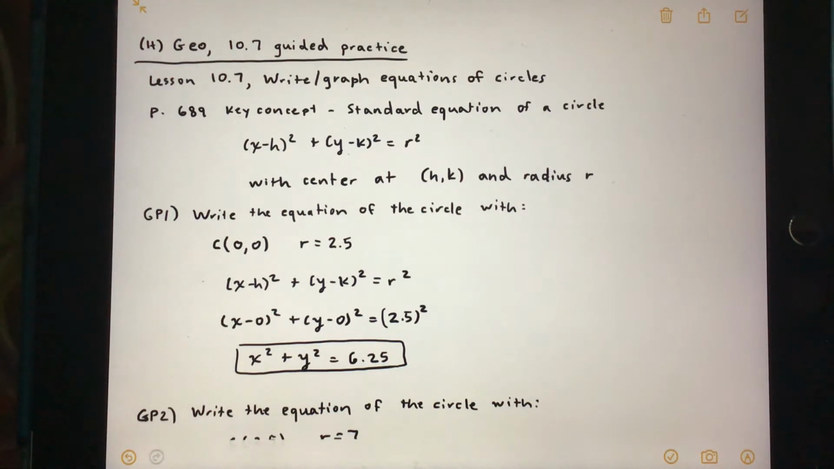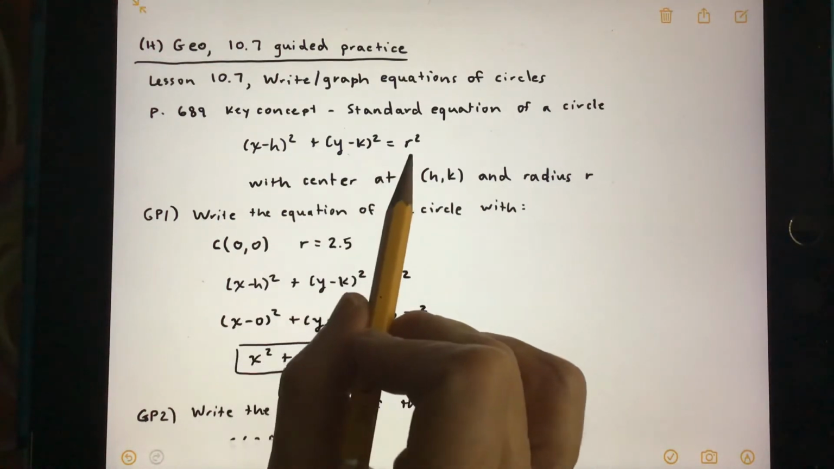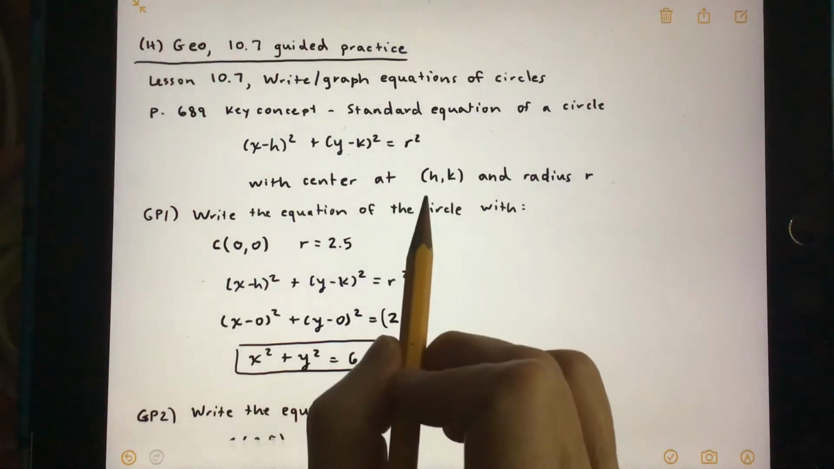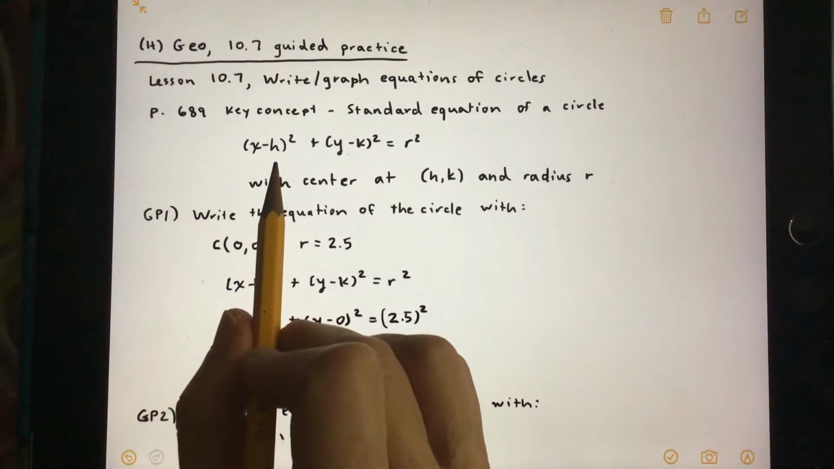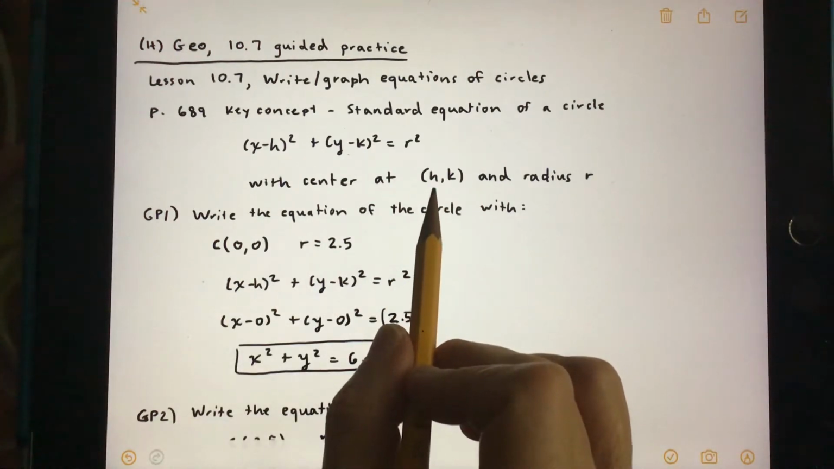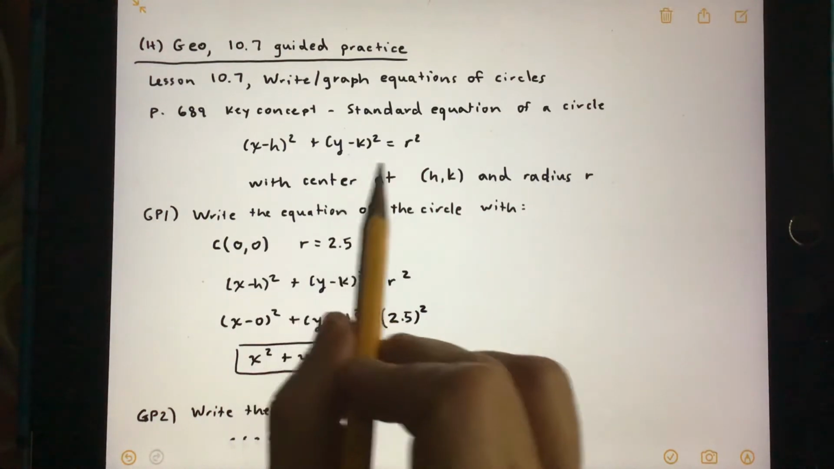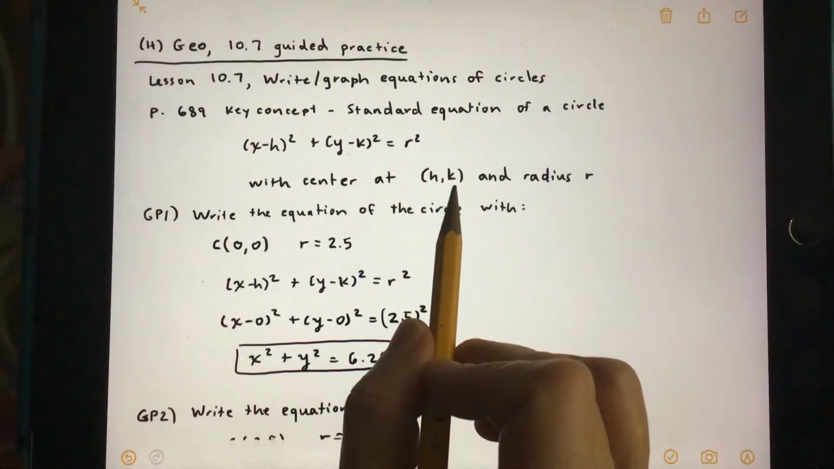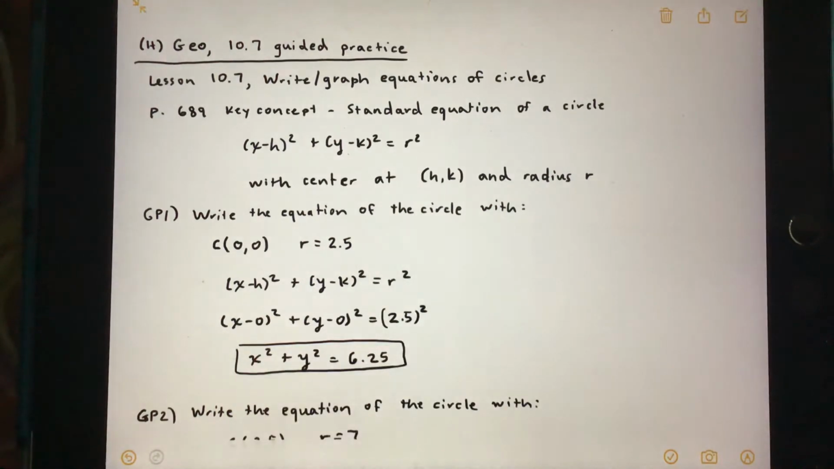Page 689 shows the key concept of what the standard equation of a circle looks like. And so here we have it. (x − h)² + (y − k)² = r², where the center of the circle is at (h, k). Whatever number you see inside of the parentheses with the x, you're going to write down the opposite of that number for the x coordinate of the center. And whatever number you see in the parentheses next to the y, you're going to write down the opposite of that number for the y coordinate of the center. And then the radius of the circle will be found from r². When you take the square root of whatever number you see here, that will be the radius of the circle.